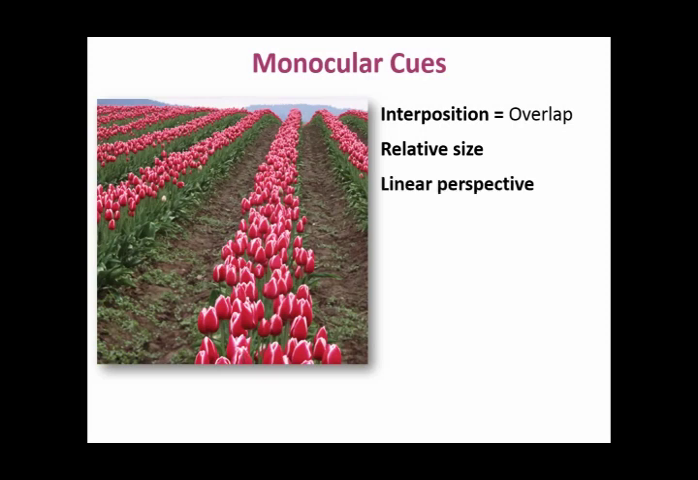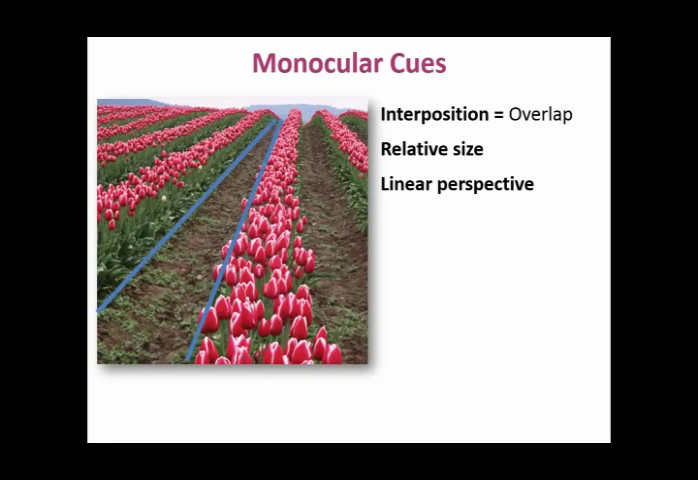Linear perspective. These rows are perfect for this because you know that the farmer planted these tulips in straight rows, right? With the dirt in between parallel to each other. But as we look at the picture, it seems like the rows are coming together in the distance, right? They don't seem parallel the whole way. That's linear perspective. As two parallel lines move into the distance, they seem to come together in the distance, like that.